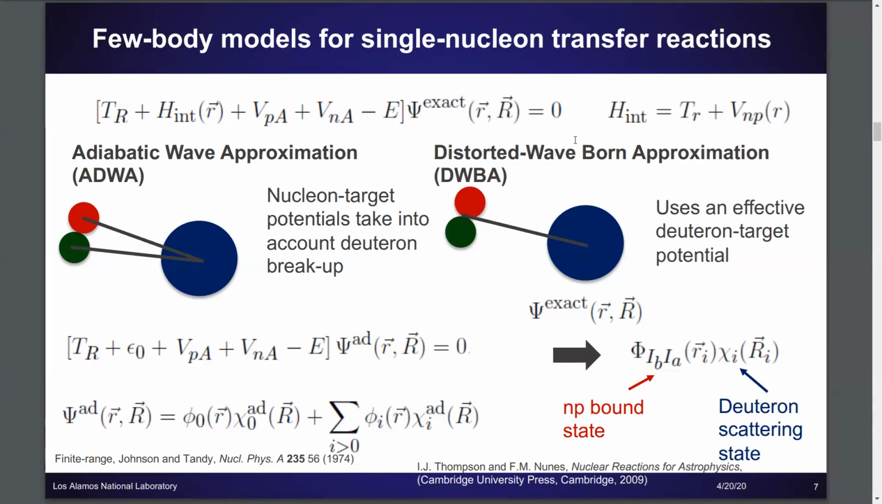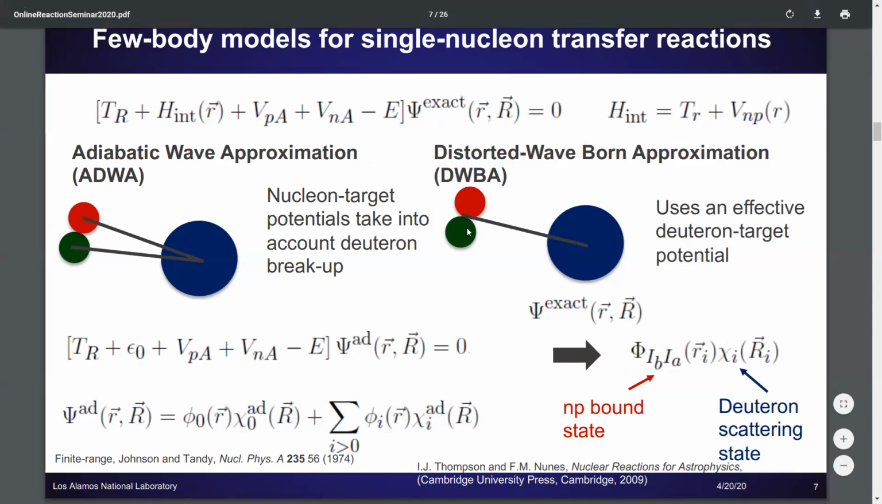And so the distorted wave Born approximation, DWBA, is sort of the simpler of the 2 models, where it just uses an effective deuteron target potential to replace this exact wave function with essentially the neutron-proton bound state and then a deuteron scattering state. So you need the potential that tells you how the deuteron interacts with the heavy target.